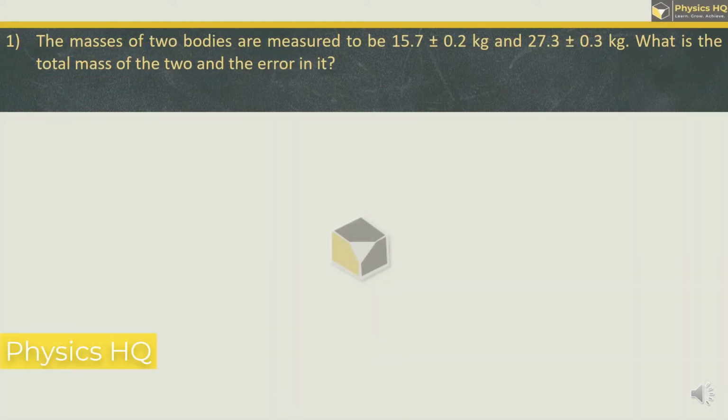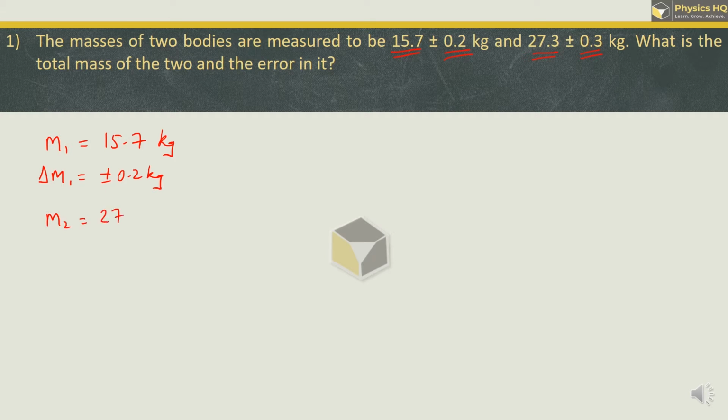The masses of two bodies are measured to be 15.7 with an error of 0.2 and 27.3 with an error of 0.3. What is the total mass of the two and the error in it? So let us say m1 is the mass of the first body, which is 15.7 kg, and the error in this is plus or minus 0.2 kg. m2 is given as 27.3 kg and the error in the second mass is plus or minus 0.3 kg.